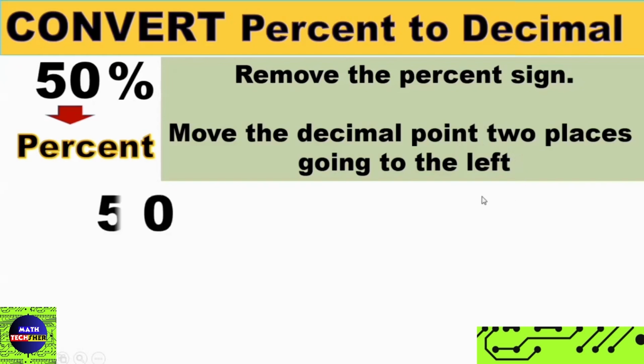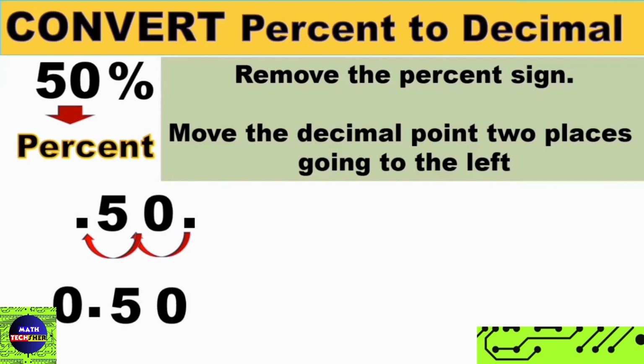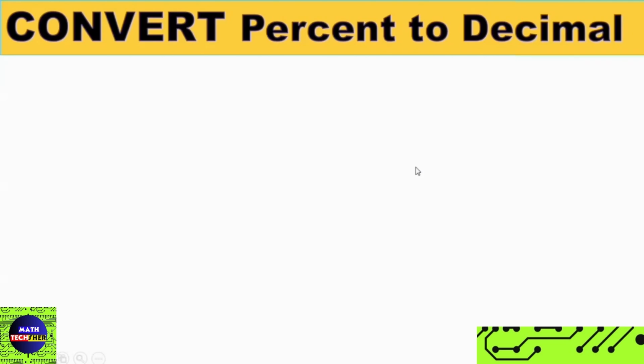Okay, next we have 50. We convert to decimal. Next, we're going to move the point 2 places going to the left direction. So we have 1 and 2. Then now we have point 50. The next is we add 0. Then copy 50. So we have 0.50 is the decimal of 50%. So that is how to convert percent to decimal.